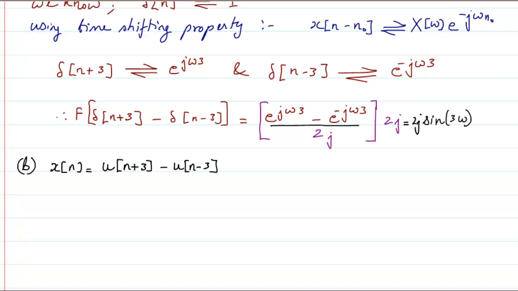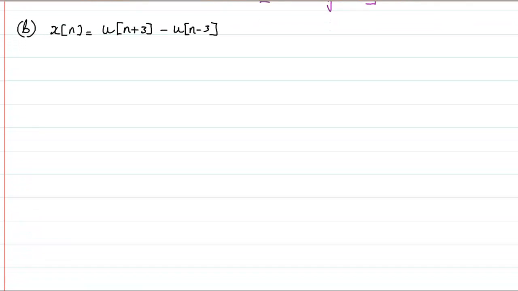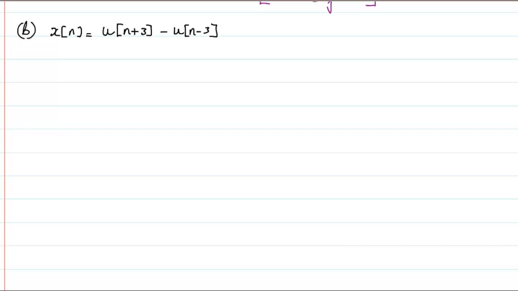Next is the signal x of n is equal to u of n plus 3 minus u of n minus 3. So what is the Fourier transform of that? We know that the Fourier transform of u of n, that is the DTFT of u of n, is basically given by 1 divided by 1 minus e raised to power minus j omega. Okay, let me write this properly.